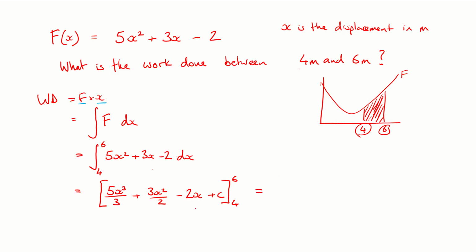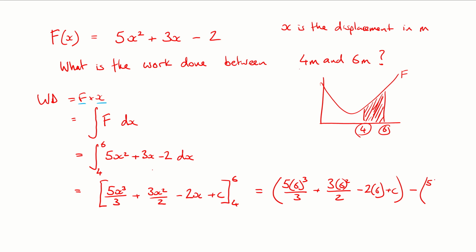So the integral with the limits 6 and 4, first of all, we need to put in the upper limits. So everywhere there's an x, let's put in 6. So we've got 5 times 6 cubed over 3 plus 3 times 6 squared over 2 minus 2 times 6 plus c. And from there, we need to take away the same thing, but with x equals 4.